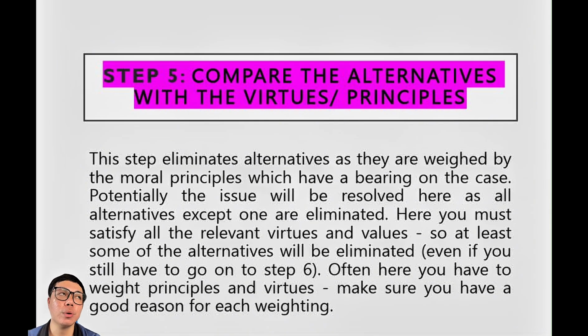So a quick checklist for this: Which options respect honesty, justice, care, and responsibility? Which options protect stakeholders' rights and dignity? Are any options clearly harmful or inconsistent with core values, core virtues? Have you justified why one principle outweighs another?